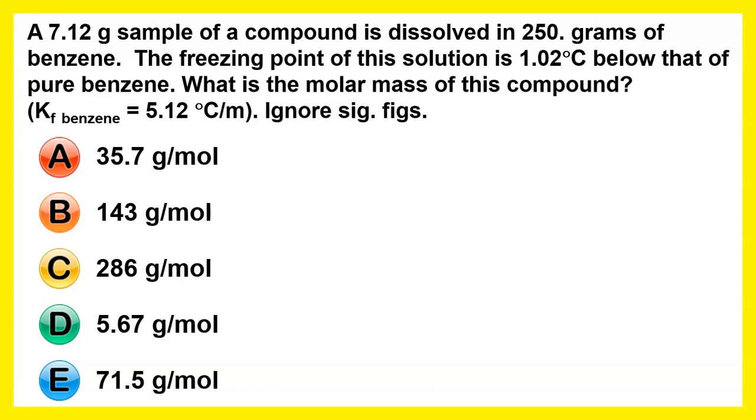You need to stop and write down the units for molar mass and ask yourself, how can I use this information to get grams per mole? They gave me grams. I got 7.12 grams. So I need to somehow use this freezing point calculation to solve for moles of solute. Pause the video, see if you can set it up. Get to the point where you can divide 7.12 by the number of moles that is.